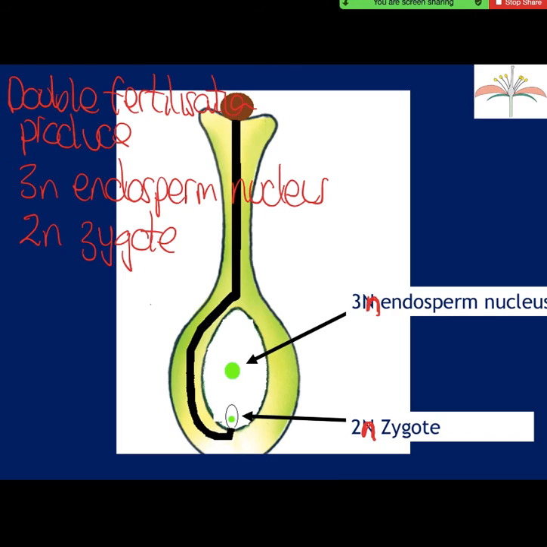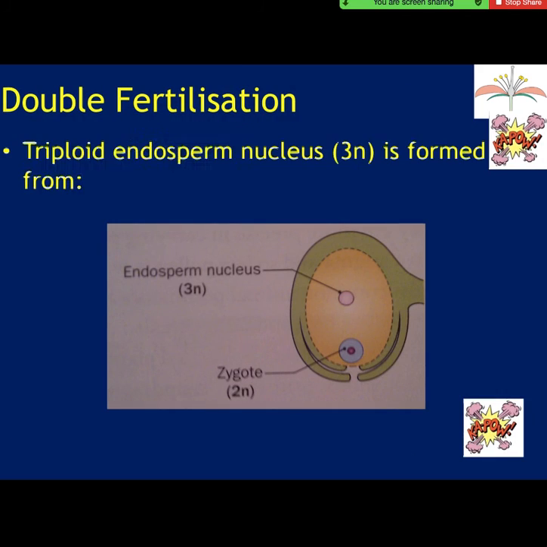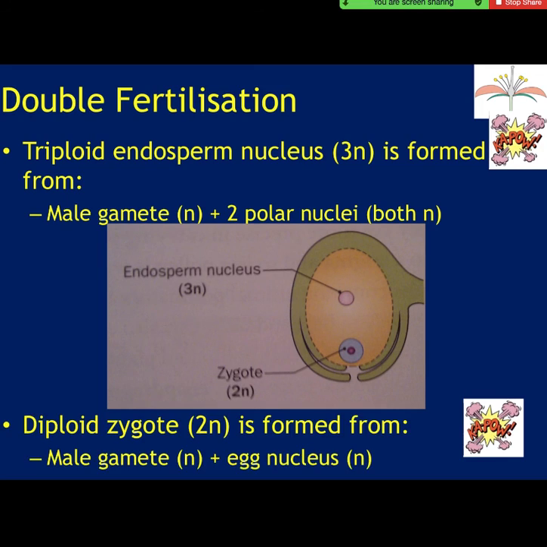Okay, so just to finish the writing for this, just underneath the bottom of that table, it's on page 180 on mine, if you're happy. So in our double fertilization, the triploid endosperm nucleus is formed from a male gamete and 2 polar nuclei, and your diploid zygote is formed from your male gamete and your egg nucleus.